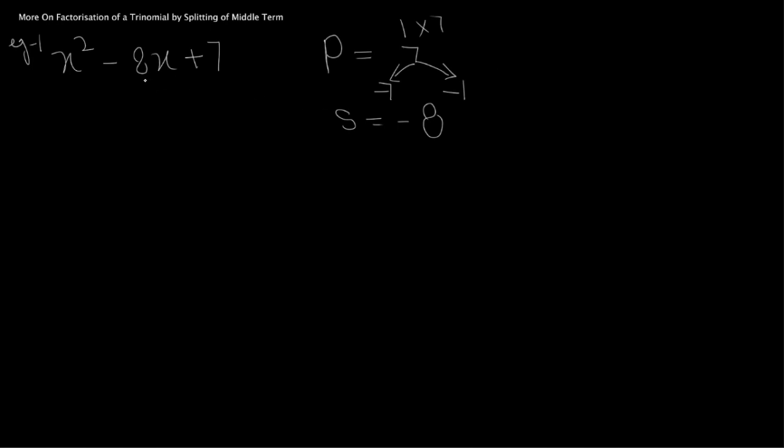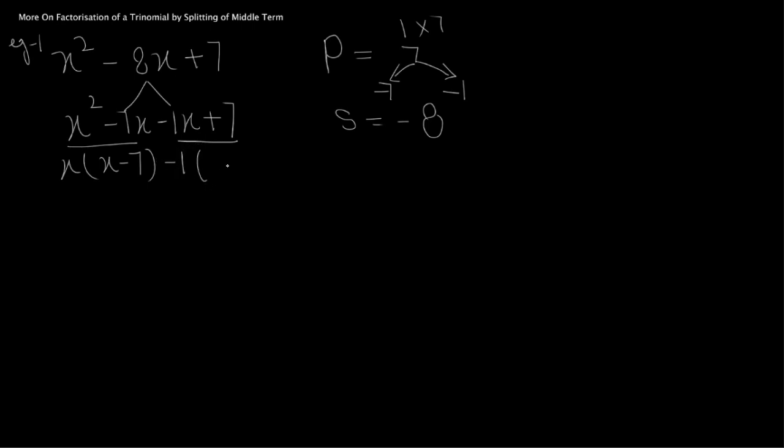And we are going to split minus 8x into minus 7x and minus 1x, and write x square and plus 7, the last term, as it is. Now by grouping the first two and the last two, we take x common from the first two terms, and we are left with x minus 7 over here. And from these two we have minus 1 as common, and we change the sign of plus 7 to minus 7.